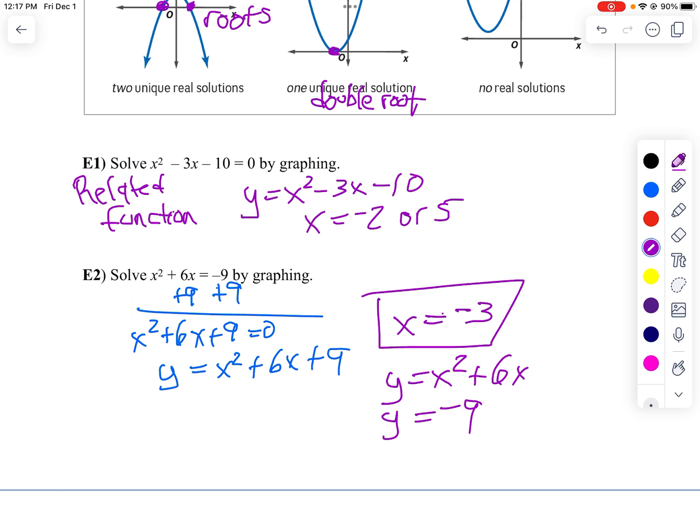You could make one side equal to 0, which is what I suggest, and then write your related function, graph that related function, and see where the x-intercepts are. Or you could do the left side and the right side, and see where they intersect. But remember, we don't look for the x-intercepts, we look for the intersection of these two. One's going to be a parabola, one's going to be a line. So make sure you do the intersection here.